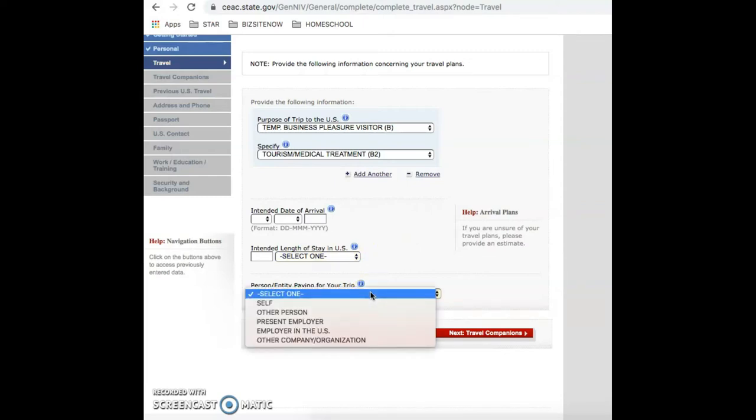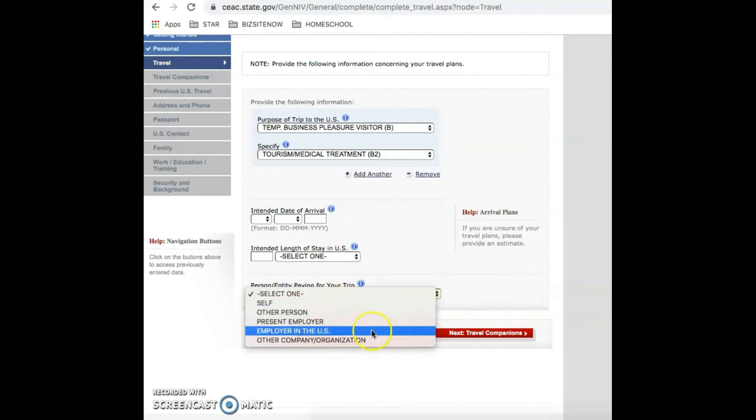So, what is our advice here? My advice here and my personal take here is be honest. If a relative of yours, kung kapatid, anak, magulang, lolo, lola, ang sasagot ng biyahe mo papuntang US, other person. Pero kung kaya mo naman na ikaw ang mismong magbabayad ng ticket mo at gastos mo sa US, put self.